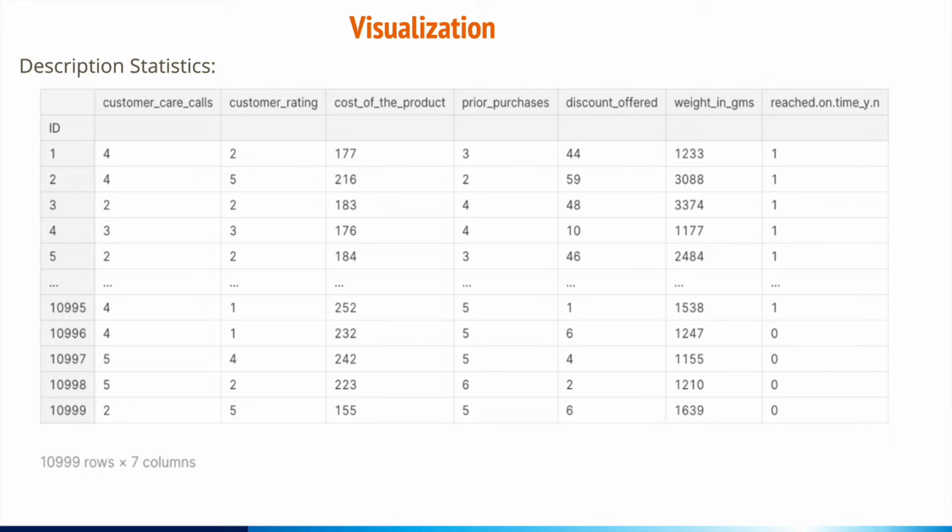These slides show a snippet of our total observations, which is 10,999 rows, and we narrowed down the number of our variables from 12 to 7. We care specifically about customer calls, our customer rating, the cost of the product, prior purchases, discount offered, weight in grams, and also whether the product reached our customer in time. When it reached our customer in time, it's coded as 1, and when it doesn't reach our customer in time, it's 0.